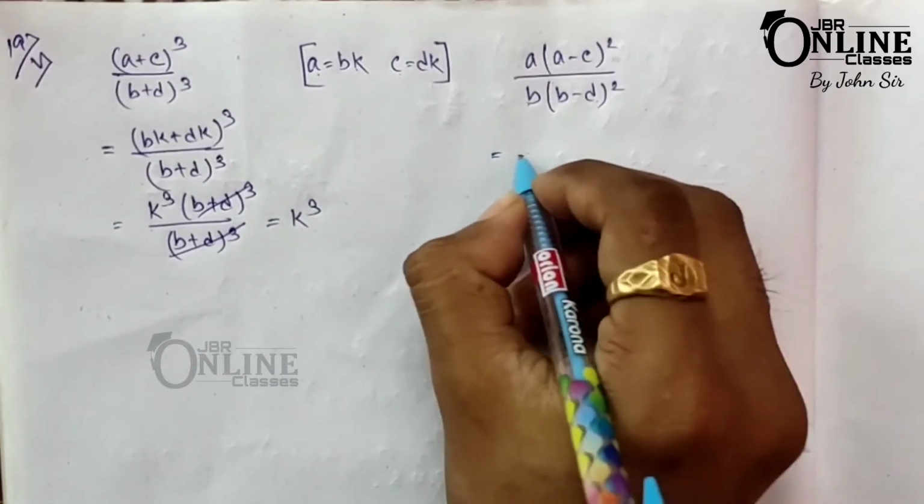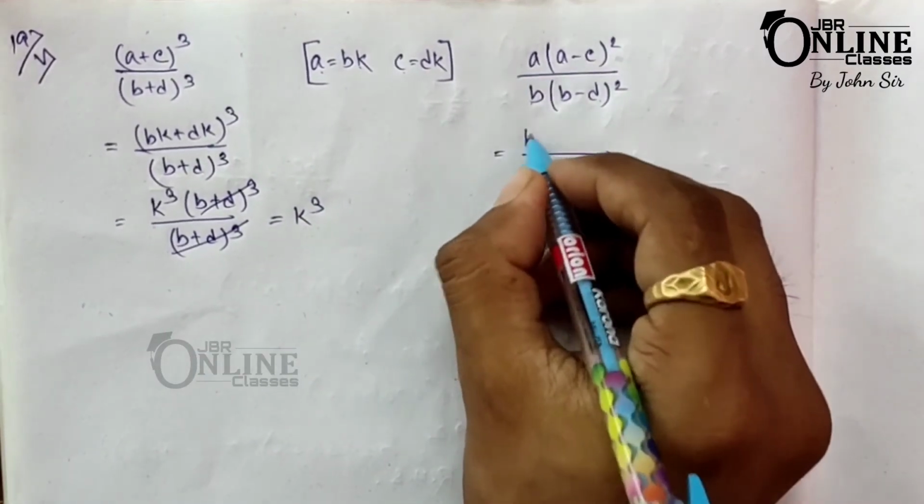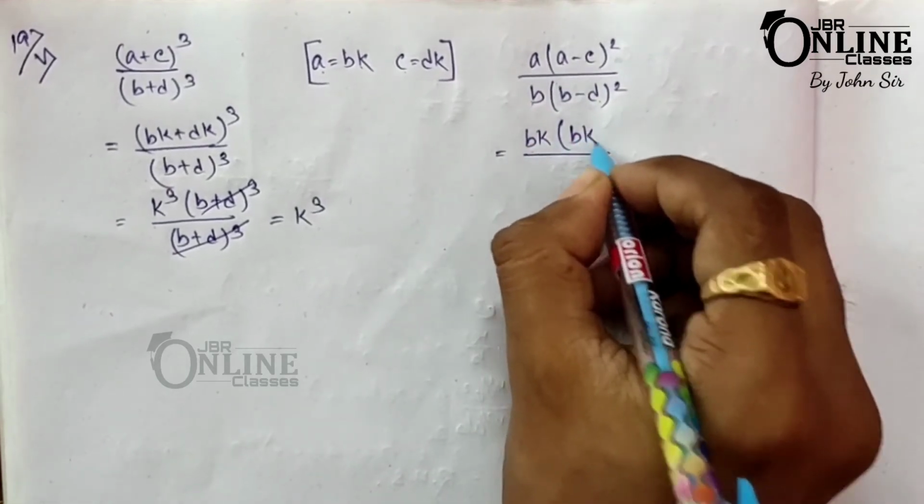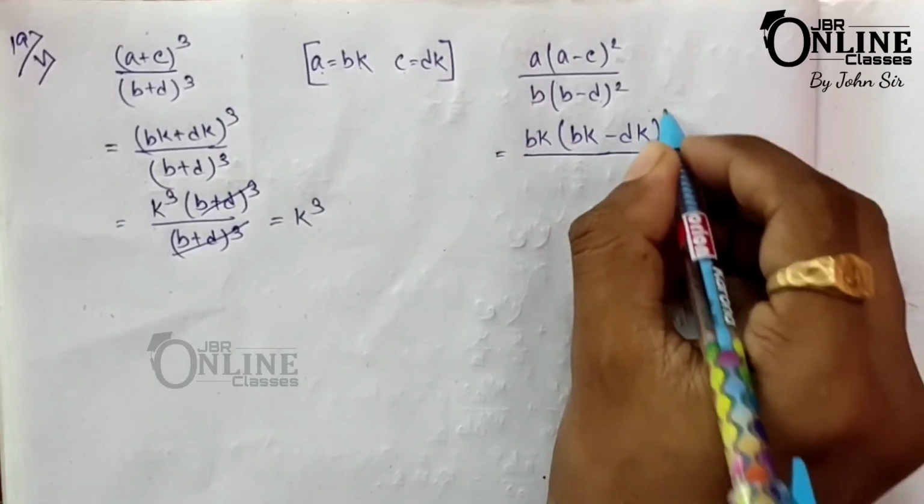Now in the right hand side same things. Here a means bk, here bk minus dk and its whole square.